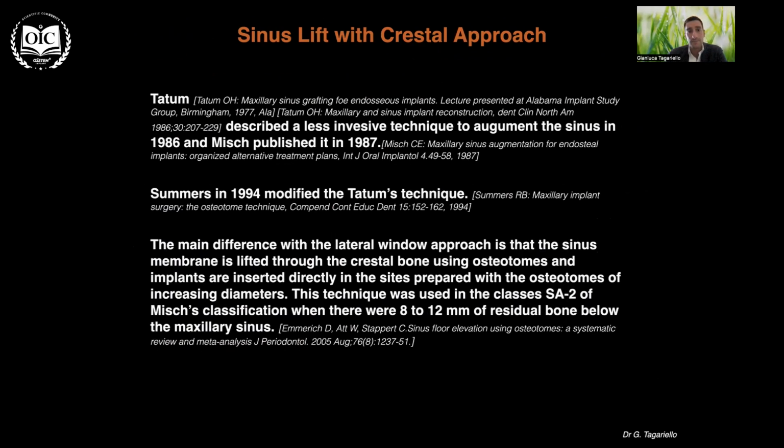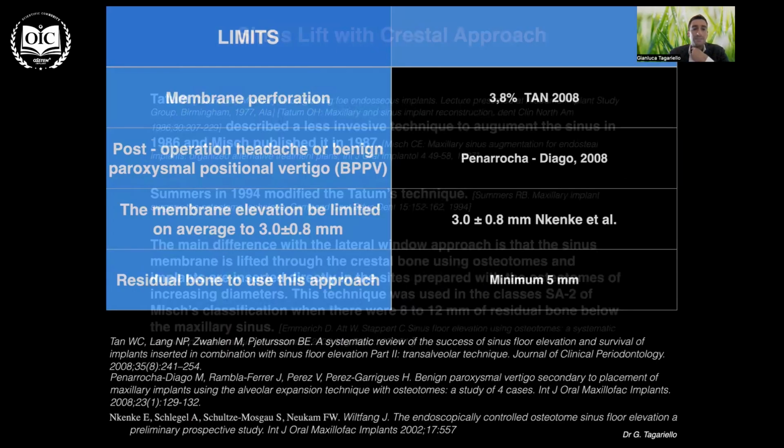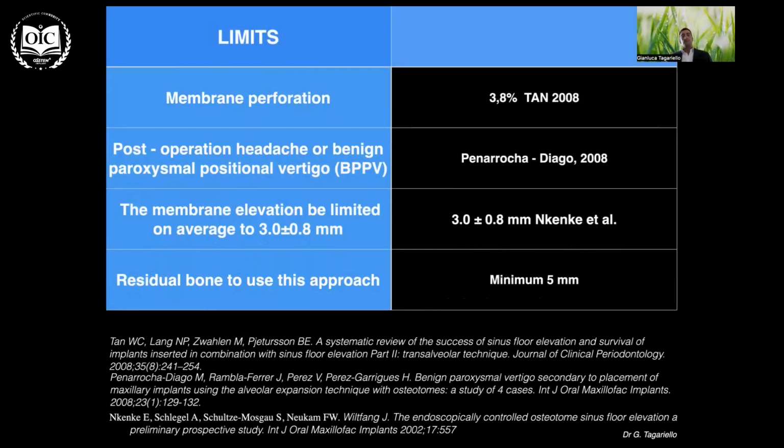The sinus lift with the crestal approach was described for the first time by Tatum, and then Summers created some modifications in 1994. But the problem of this technique was the use of a hammer. Patients don't like the use of a hammer. Another problem of this technique is the perforation of the membrane, in 3.8% of the cases. And the patient many times had headache or vertigo.